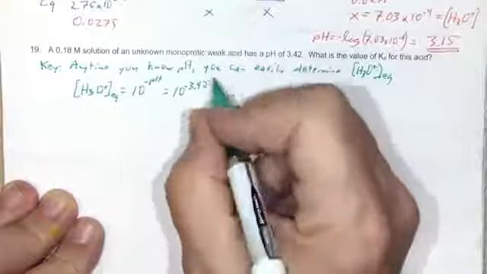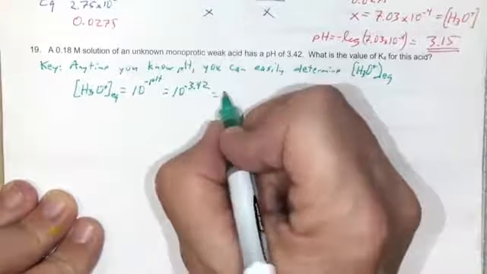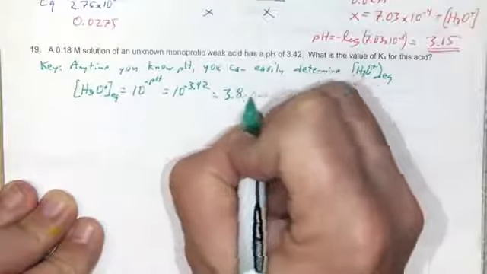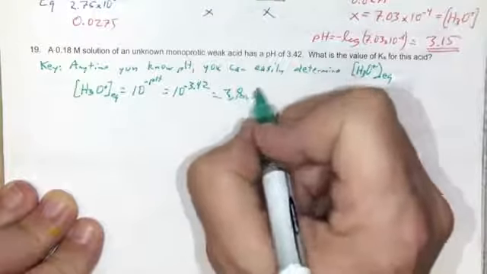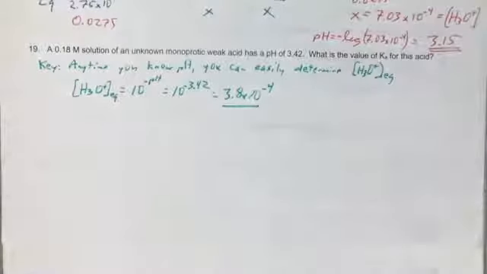And when you calculate that, 10 to the negative 3.42 is 3.8 times 10 to the negative 4. That's the hydronium ion concentration. That's the pH. Okay, so I have a weak acid.